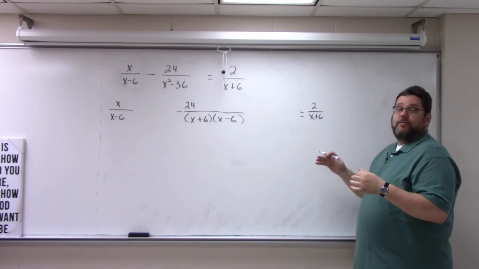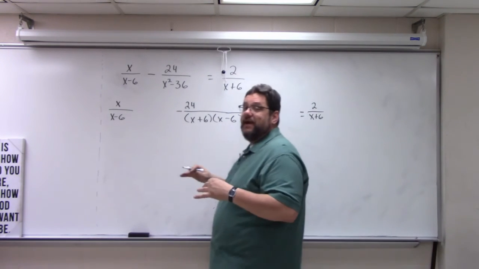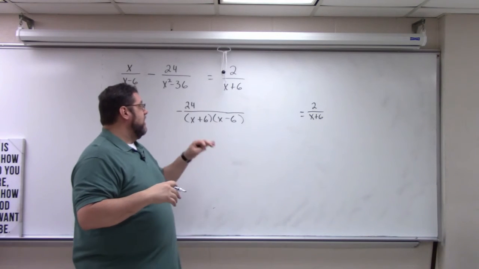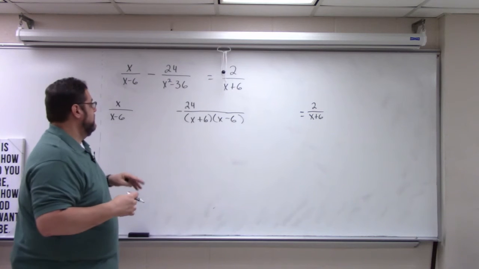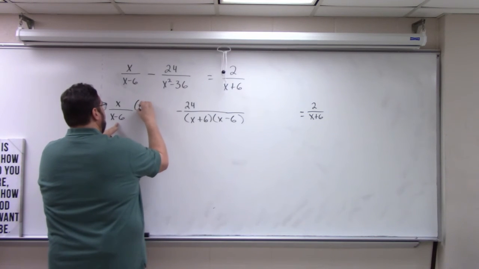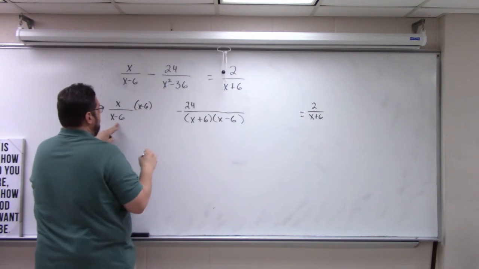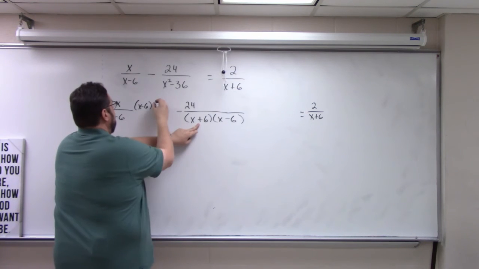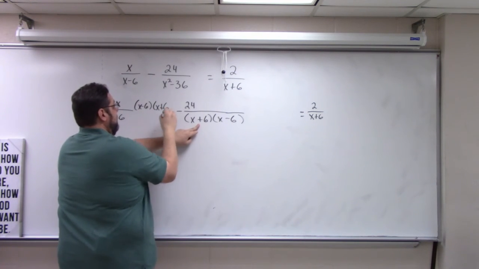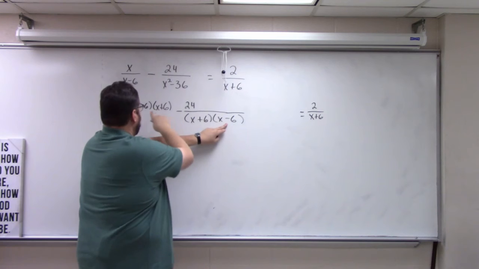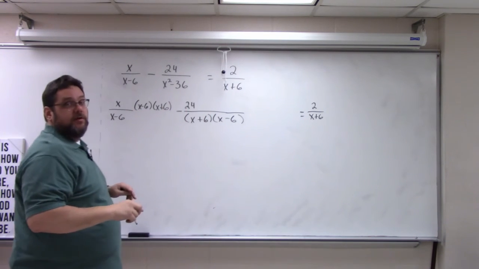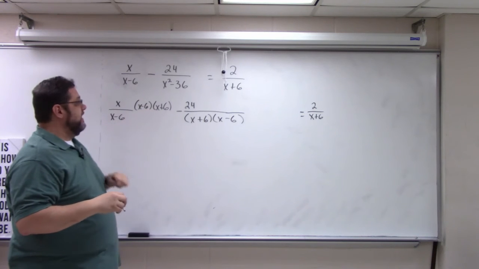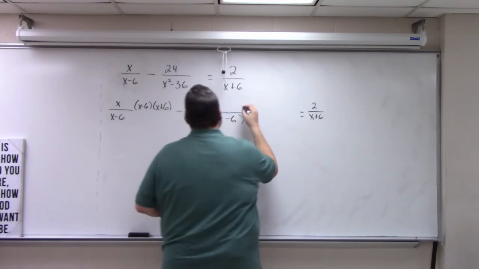Okay, so now, remember, once we get everything factored, what we want to do is take all of the different factors on the bottom and multiply by those. So for instance, I need to multiply everything by x minus 6. Looking over here, I have x plus 6. That's different. X minus 6 is already there. X plus 6 is already there. So I'm multiplying everything by x minus 6, x plus 6.